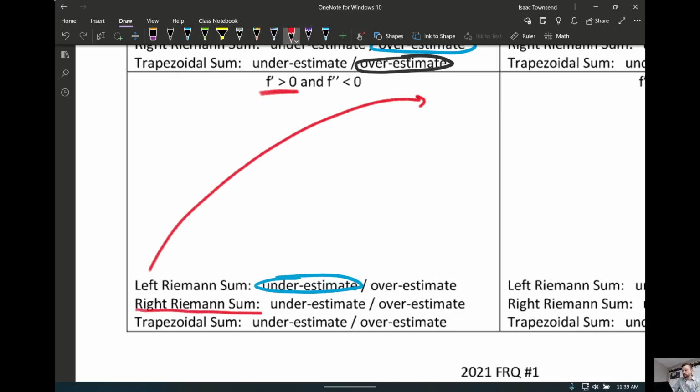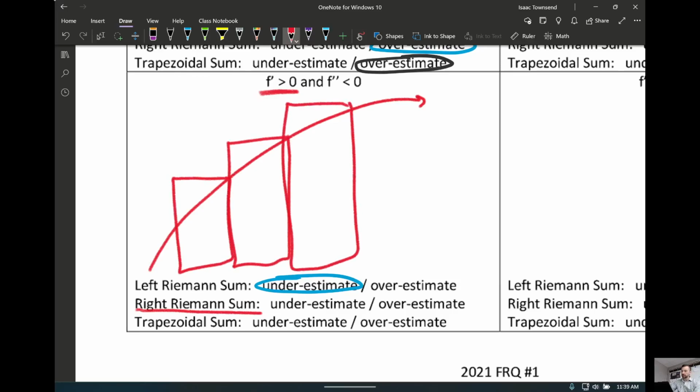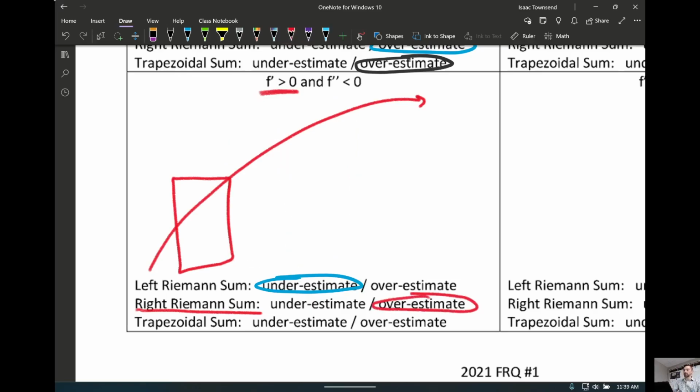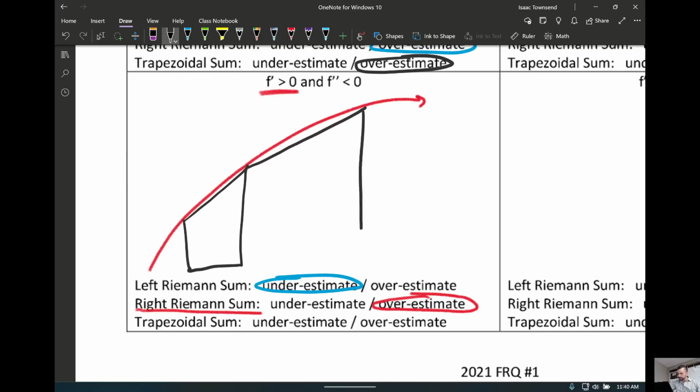Okay, if it was a right Riemann sum, we'd go from the right to the left, right to left, right to left. Too much area, too much area, too much area. That is certainly an overestimate. And then trapezoidal. Again, it's very close fit. So this is where it helps if your picture is a little bit bigger so that you can see this gap a little bit more. It's close to being exact, but it is still an underestimate.